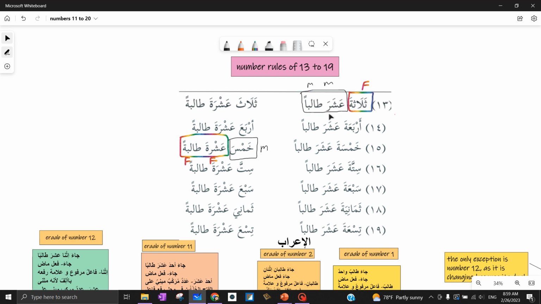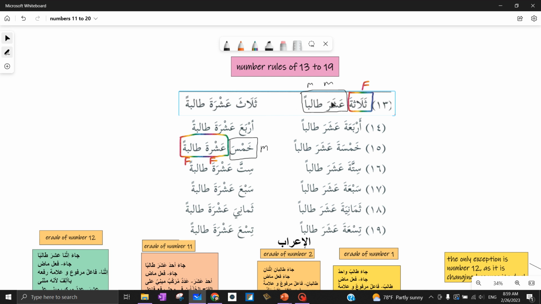That's why I have marked it before. Thalathata, it is feminine. The second part is male. So when you do the numbers for 11 and from 13 to 19, always look for the tamiz first. Okay, always look for the tamiz.